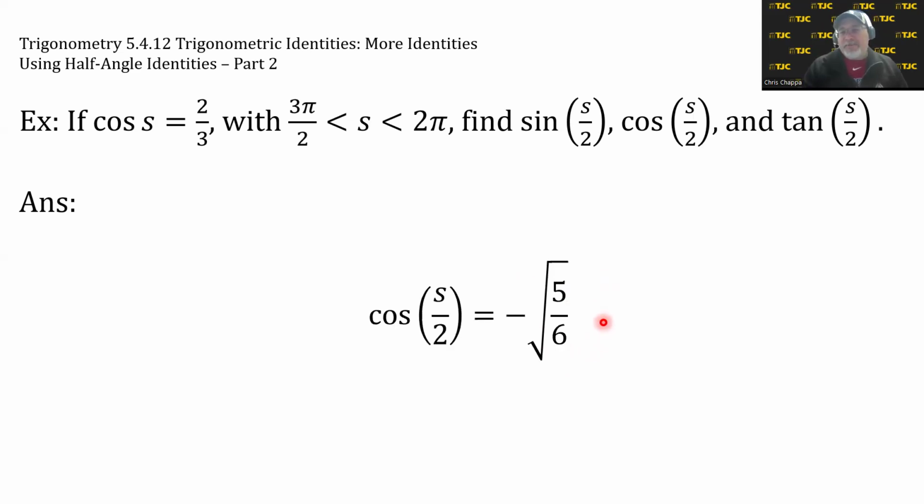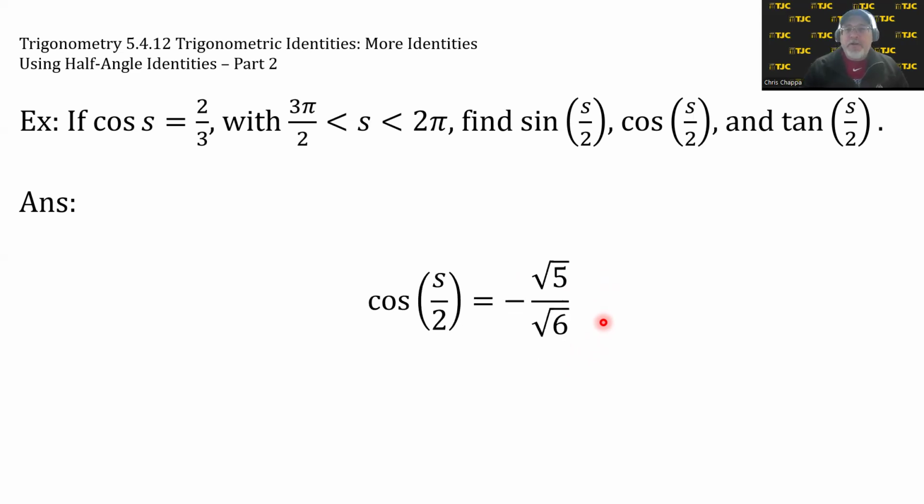And we can split this into two square roots. Don't lose the negative in front. We have negative square root of 5 over the square root of 6. And if we rationalize the denominator by multiplying both sides by the square root of 6, the top will become the square root of 30. The bottom will become just 6. Therefore, cosine of s over 2 equals negative square root of 30 over 6.